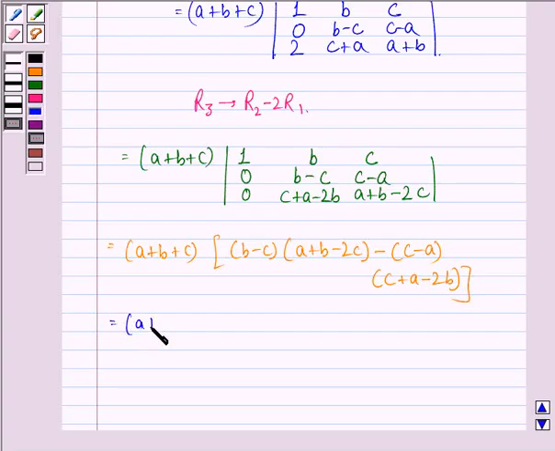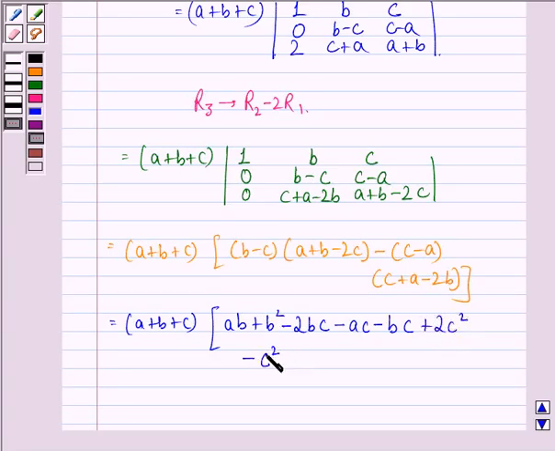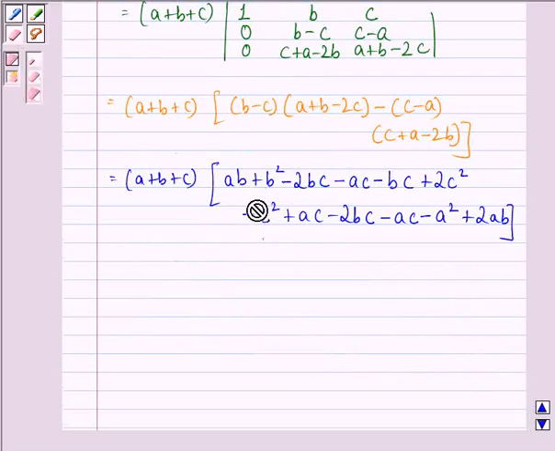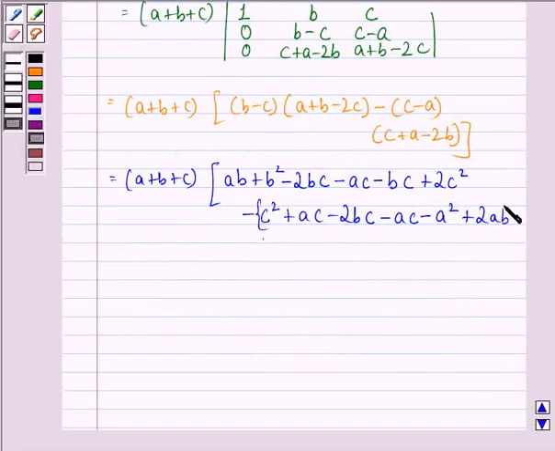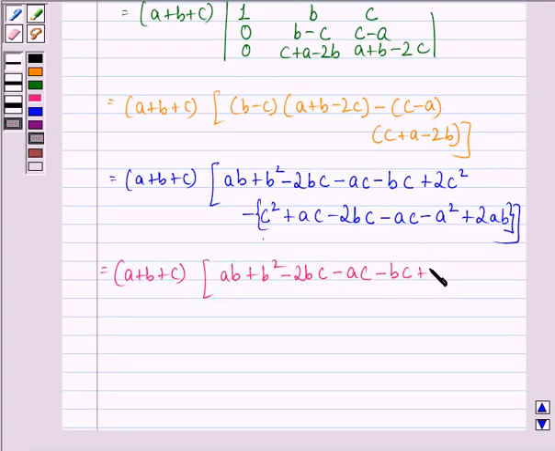This is equal to A plus B plus C into, this gives us AB plus B square minus 2BC minus AC minus BC plus 2C square minus C square, here we have C square plus AC minus 2BC minus AC minus A square plus 2AB. Or we can put a different bracket here like this. This is equal to A plus B plus C into AB plus B square minus 2BC minus AC minus BC plus 2C square minus C square minus AC plus 2BC plus AC plus A square minus 2AB.